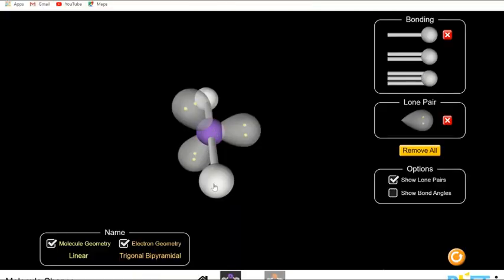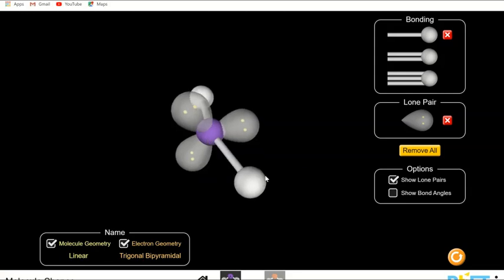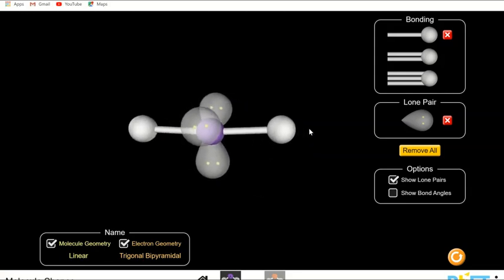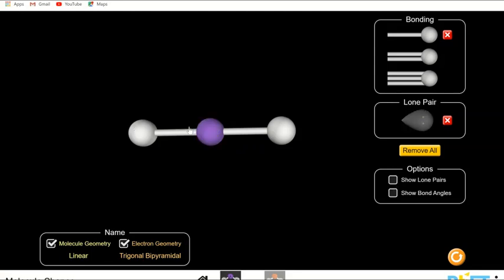So you can see with our I3-, we have these 3 lone pairs. If we don't show those, you can see that the overall geometry looks linear. Again, the electronic shape is trigonal bipyramidal, and the overall molecular geometry is linear.